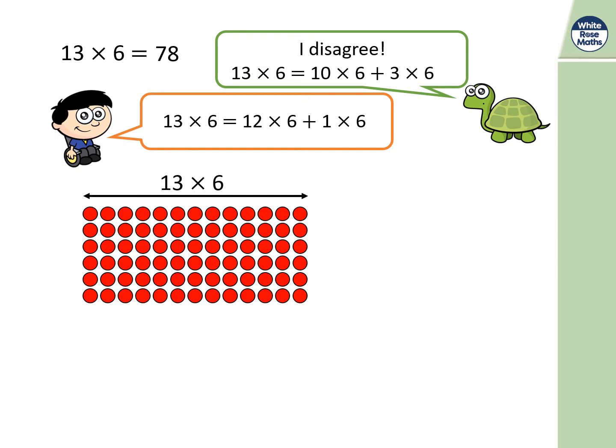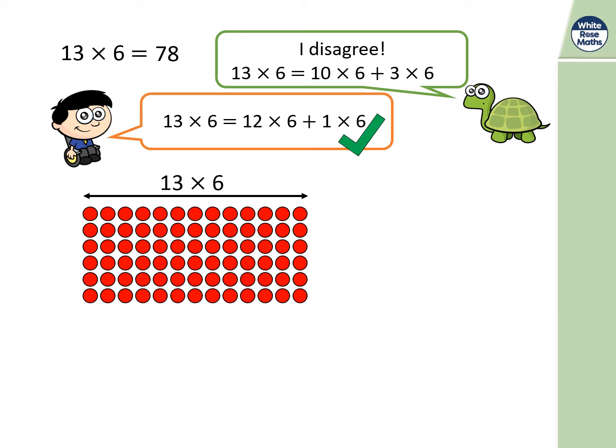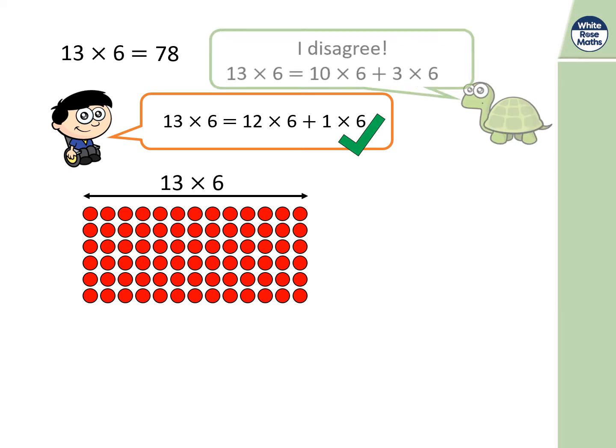So you can see the array here is drawn out. So 13 times 6 is drawn out. Can we arrange it into 12 times 6 and 1 times 6? So 12 times 6 you can see is highlighted with the arrows below, but also 1 times 6. Let's see if we can highlight the turtle's one. So 72 plus 6 equals 78. So he is correct.